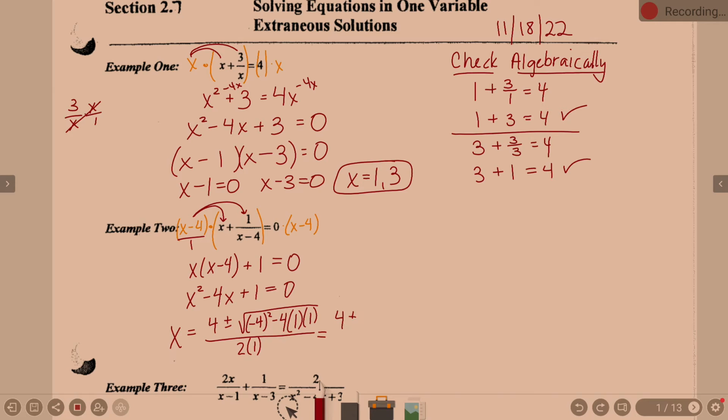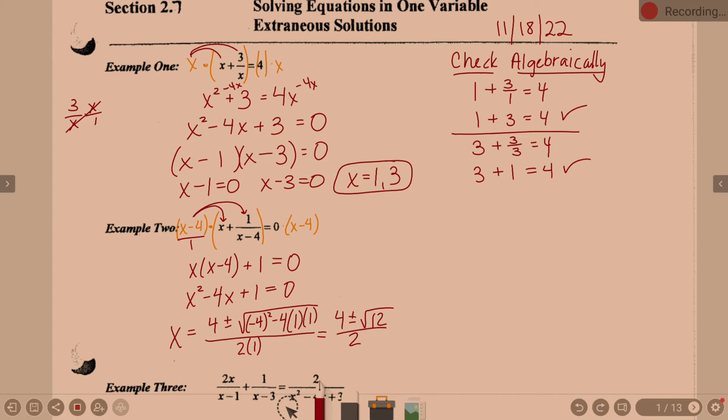4 plus or minus. First of all, it's kind of a silly question, but it is a valid question because we miss it so much, even at this level. It drives me crazy. Negative 4 squared. 16. Positive 16, yes. So 16 minus 4 times 1 times 1. So 16 minus 4 is 12. All over 2.